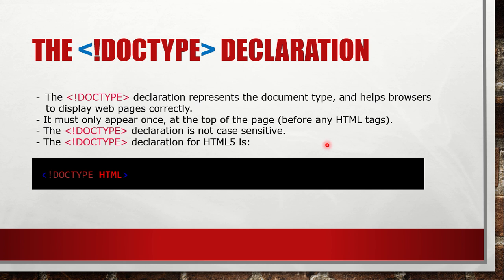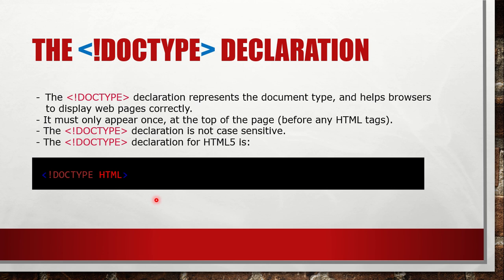And also the doc type declaration is not case sensitive. What do I mean by this? You can either write it in capital letters like this, or in small letters, uppercase or lowercase. But some programming languages are very case sensitive. For instance, JavaScript is a very case sensitive programming language, that if you write just one letter that's supposed to be small letter in capital, your whole code can get disrupted. So you have to be careful when you get to that stage. But for now, I'm just telling us that this doc type is not case sensitive.